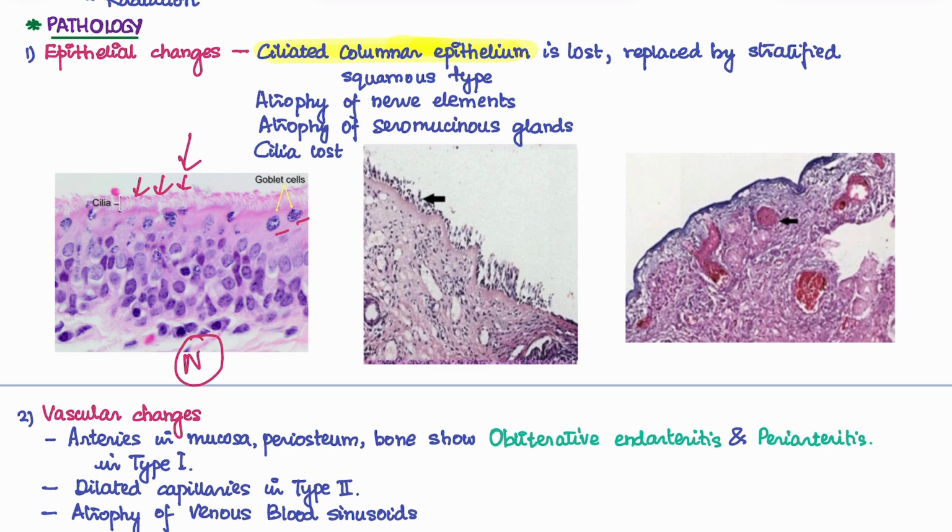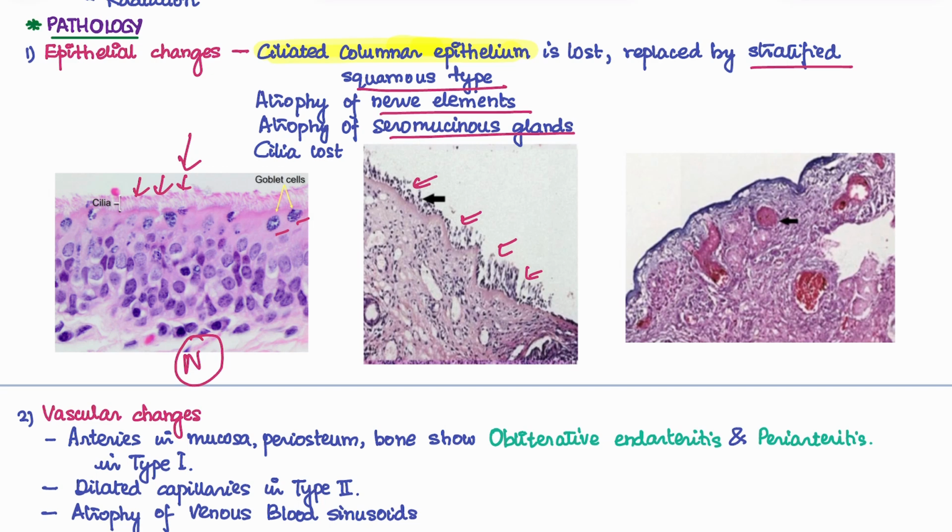What happens here in the disease is that it gets replaced by the stratified squamous type of epithelium, and the cilia get lost. You can see in the second image over here how the cilia are getting lost and are getting replaced by a stratified squamous epithelium. Also, since the main characteristic feature of the disease is atrophy, you see an atrophy of the nerve elements, and an atrophy of the seromucinous glands.